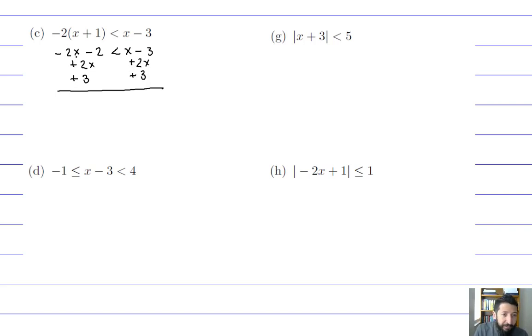So now you cancel a -2x with the 2x, you get -1 plus 3, which is just +1, less than, now I get 3x, so x plus 2x, 3x, and then I have the -3 plus 3 that I did in such a way to cancel the -3 there. So now I just have to divide by 3 on both sides. It's +3, so I don't have to reverse my inequality, so I get 1/3 is less than x.